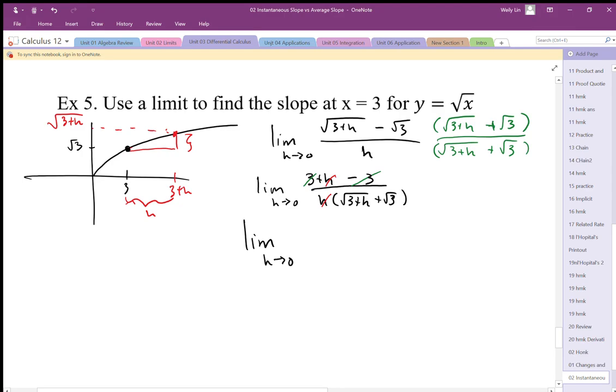And then writing the limit as h goes to 0, that's going to end up being 1 over square root of 3 plus h plus root 3. Well, that's going to simplify to 2 root 3. It's going to be root 3 plus root 3. There's the slope at that point. So my tangent slope at that point is going to have a slope of 1 over 2 root 3. Okay, and I used the limiting process to get that.